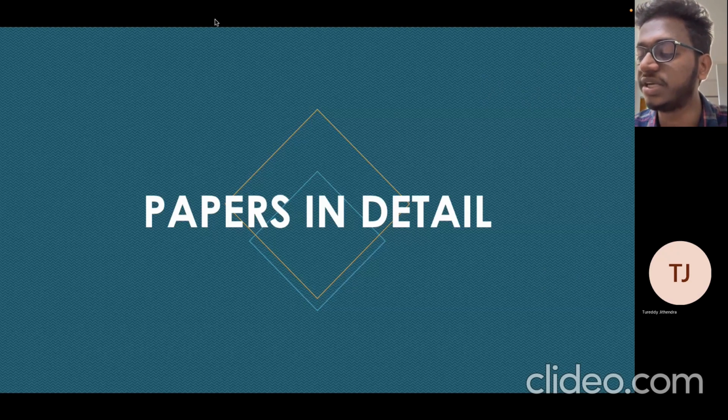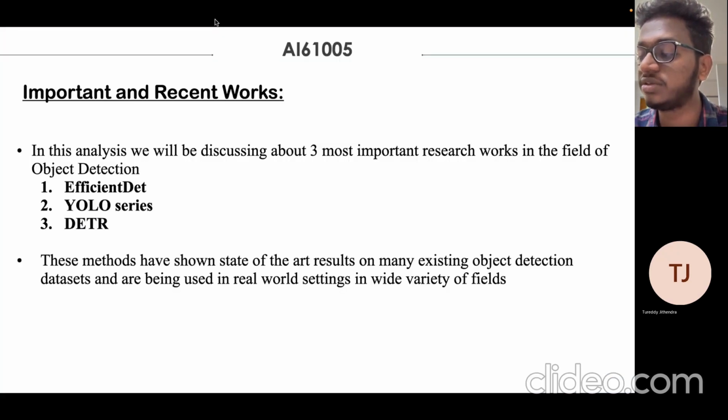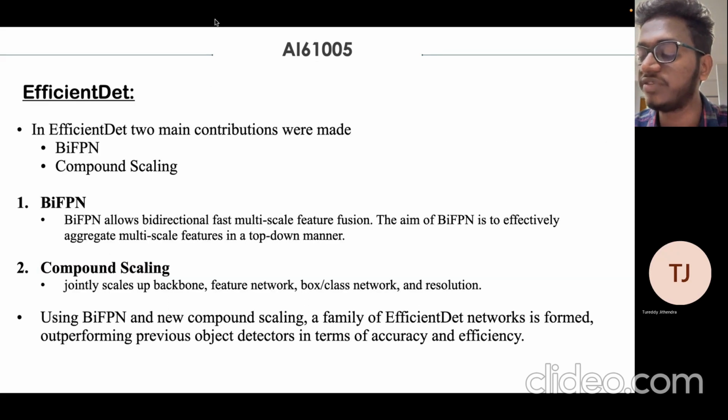Now, I will walk you through the survey papers in detail. There are three most recent and important research works in the field of object detection. They are EfficientDet, the YOLO series, and DETR. These methods gave us desired results on many existing object detection datasets. Coming to EfficientDet, two contributions were made: bidirectional FPN and compound scaling.